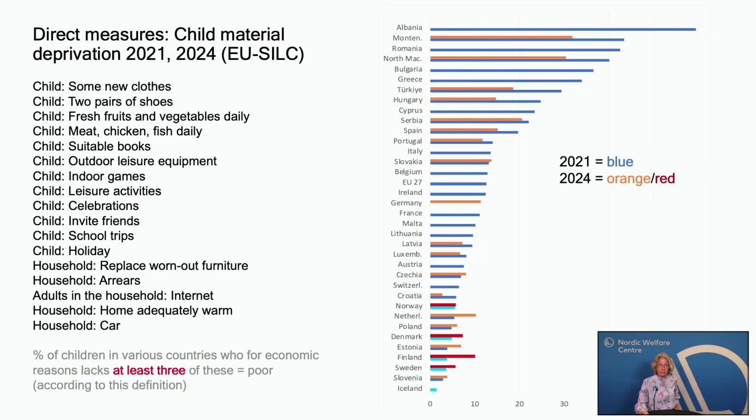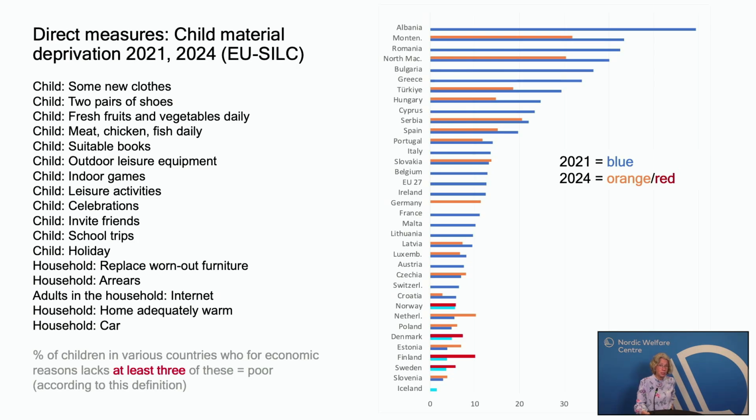And here is something interesting. The numbers just came in a couple of days ago from the 2024 survey from some countries, not all countries yet. We see something very interesting here: the orange bars are lower than the blue bars. What does that mean? In the top of the graph, it means that in the countries that did worst in 2021, we have seen an improvement, so fewer children suffer from material deprivation. But if we look down in the graph, we see the opposite. In countries like the Nordics, where children did best, we see an increase in deprivation.